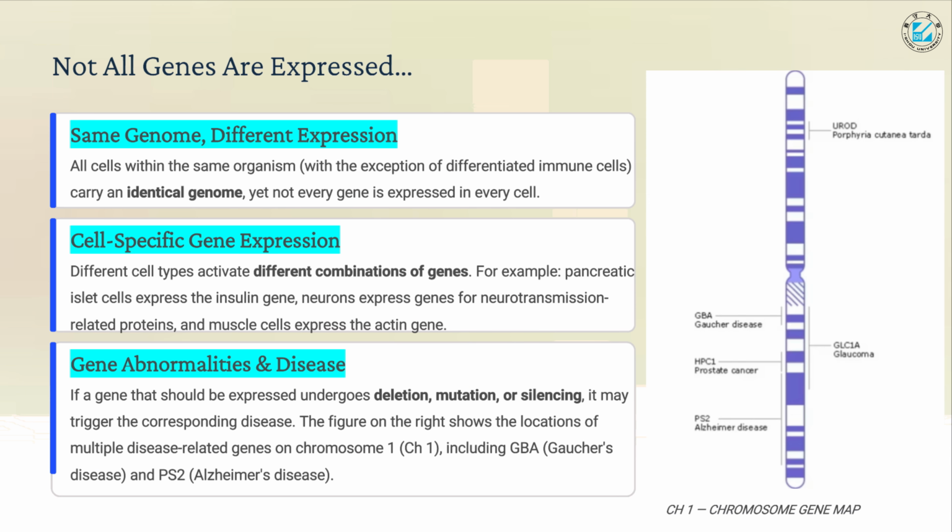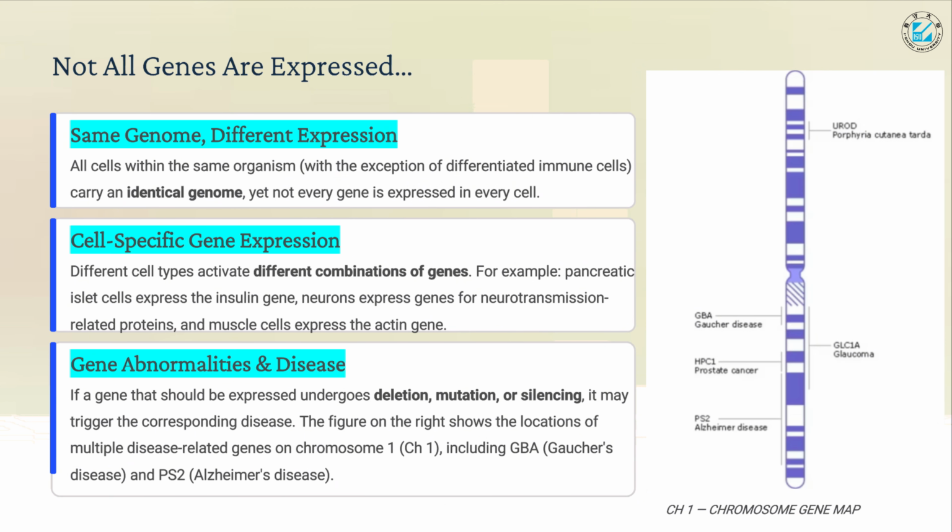Next, we introduce chromosomes. Chromosomes are highly organized structures made of DNA wrapped around histone proteins. They become especially visible during cell division when DNA is tightly condensed. In human somatic cells, chromosomes exist in pairs. Humans have 23 pairs of chromosomes for a total of 46 chromosomes. One chromosome in each pair is inherited from the mother, and the other is inherited from the father.